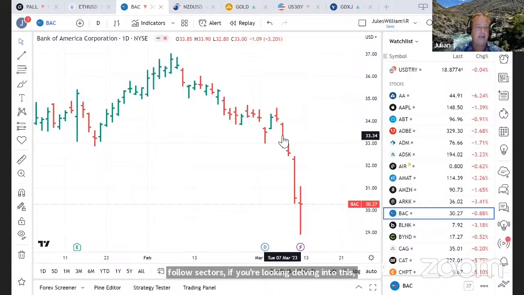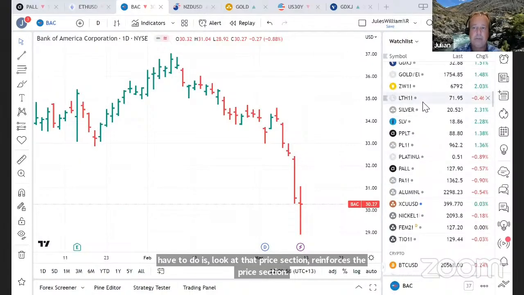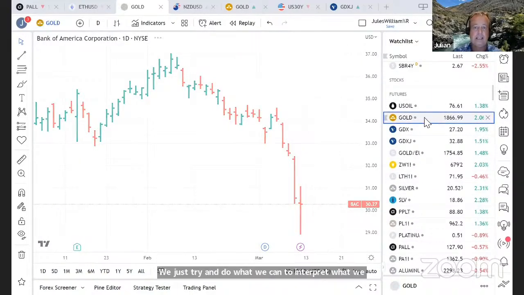Did you know there was going to be a bank failure? Probably not, right? So this is why sometimes what we have to do is look at the price action, reinforce the price action, and we just try and do what we can to interpret what we can see, right? And that's the key thing.